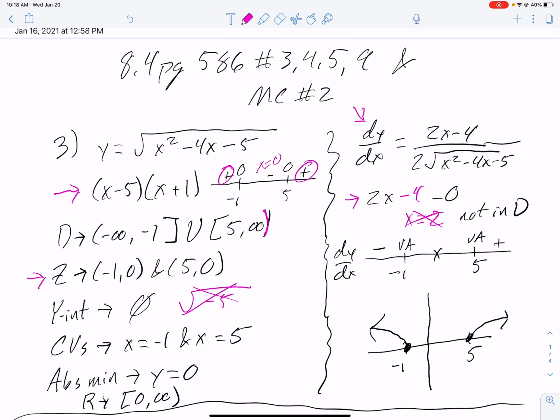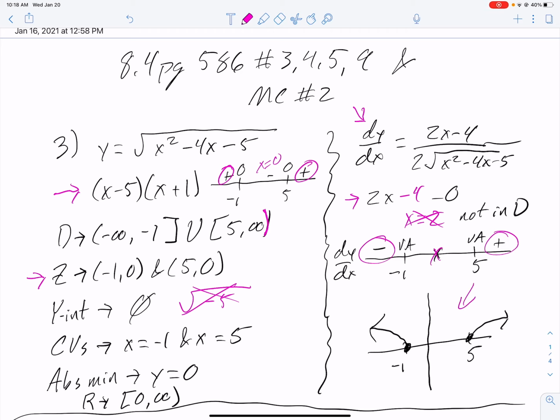I know that what were zeros of my original function become vertical asymptotes on my derivative, and so I make my sign pattern for the derivative, knowing that I can ignore what's happening in between -1 and 5. I see that to the right of 5, my function will increase. To the left of -1, my function is decreasing. And I'm able to sketch my graph.